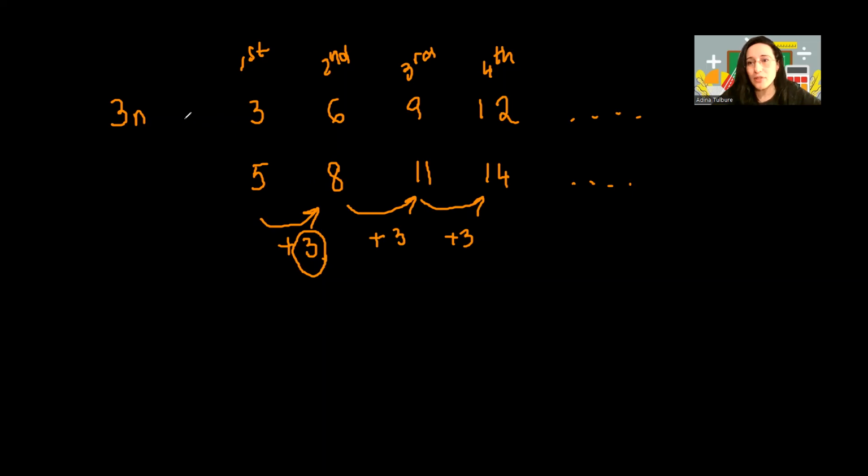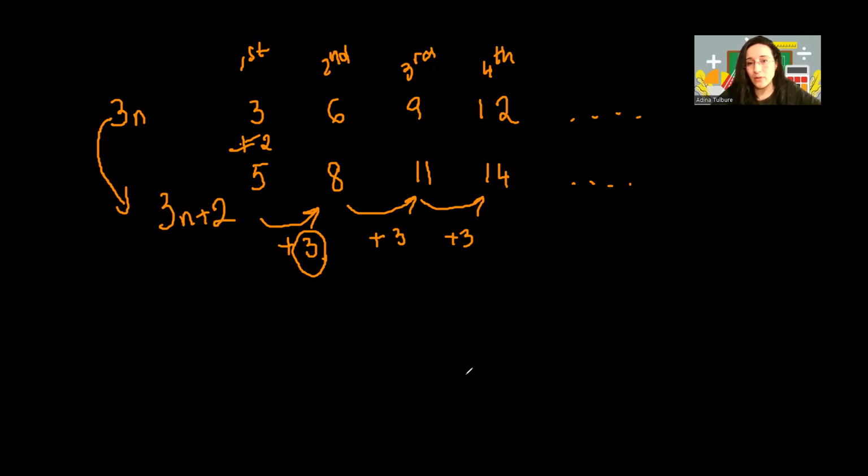Okay, how was it modified? What did we do to get from 3, 6, 9, 12 to 5, 8, 11, 14? We shifted a little bit on the number line, okay? What did we do? We added 2. Yes, so from 3n, we started a little bit later on the number line. That sequence will be 3n plus 2.